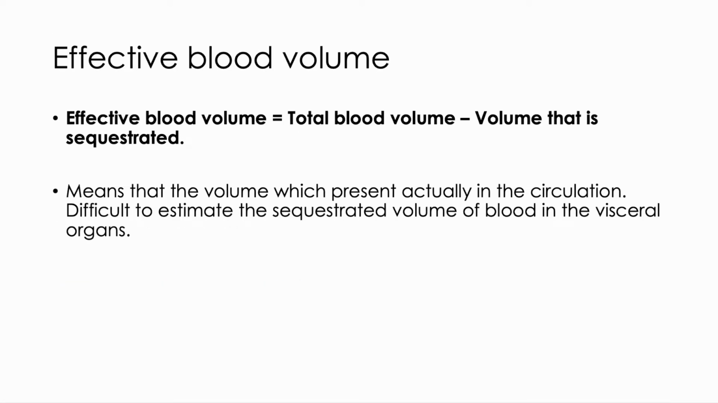Now let's take a look at the effective blood volume. Effective blood volume is the volume of the whole blood minus the volume of the sequestrated blood. What does sequestrated mean? It is the amount of blood that is squeezed out of the blood vessels. So only the blood inside the blood vessels is what we call the effective blood volume, the volume that is present in the circulation.